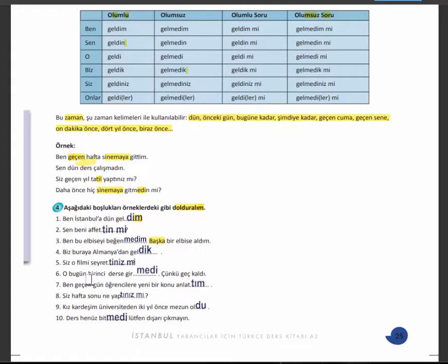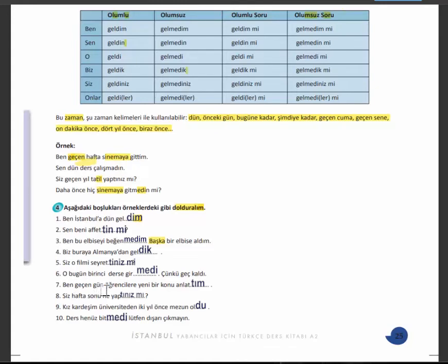O bugün, he today, birinci ders, in the first lecture, girmedi. O you can write, he, she. He didn't enter the first lecture. In the first lecture. Çünkü, because, geç kaldı. He was late.